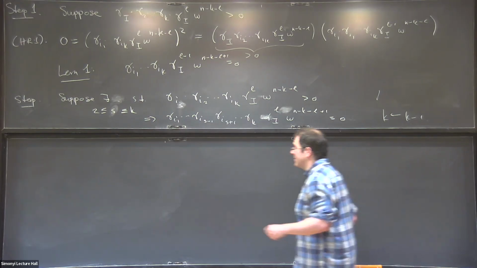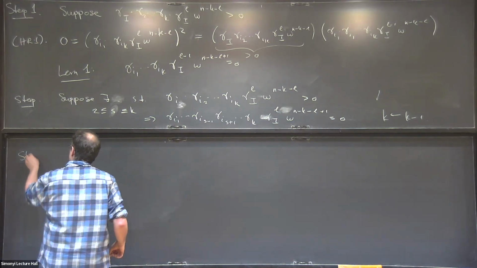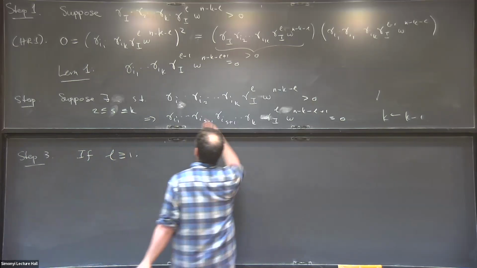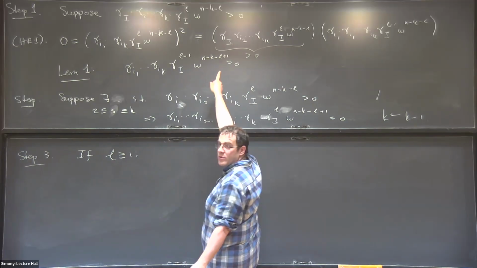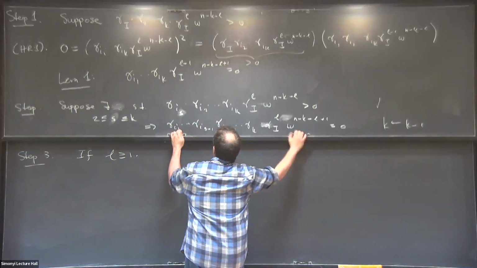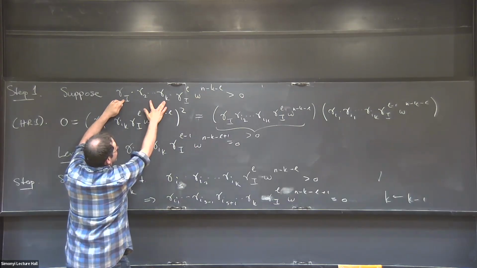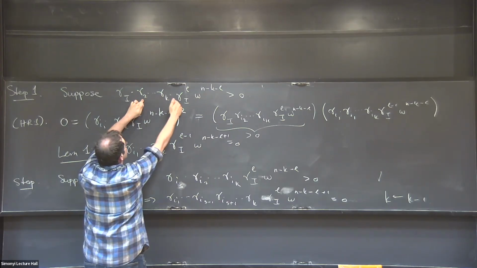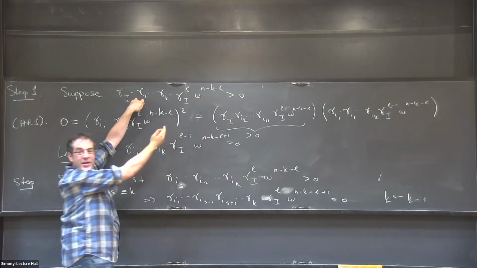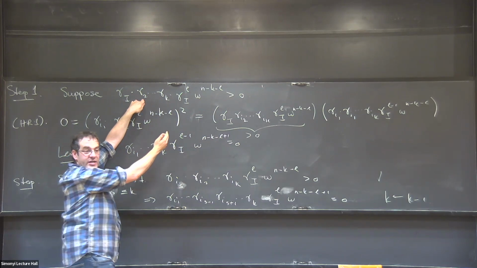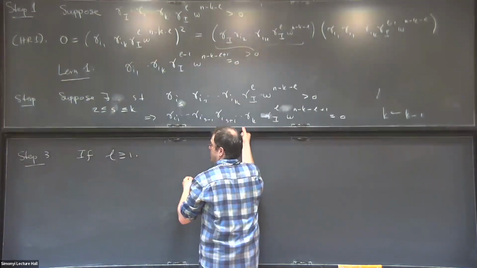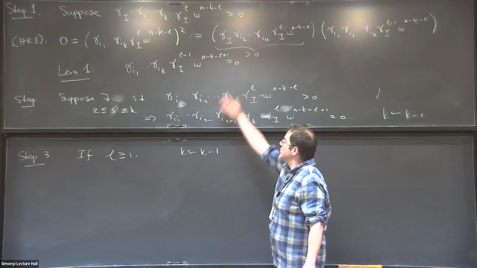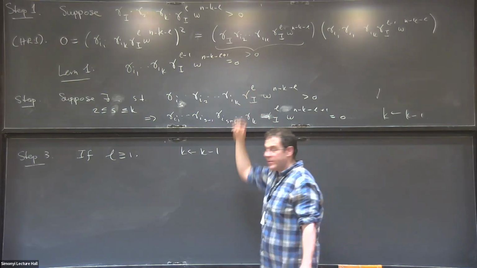So there's two situations. If L is greater or equal than 1, and now I've assumed that this guy is 0, then I'm good. Because if this guy is 0, then I've already decreased K, because this is just gamma 2 to gamma K times gamma to the L plus 1, that's omega to the N minus K minus L. So I'm already done. I've already decreased K just by the contrapositive of the assumption of step 1.